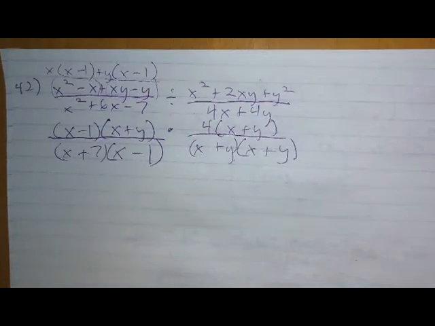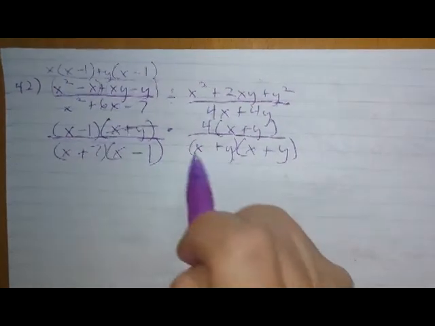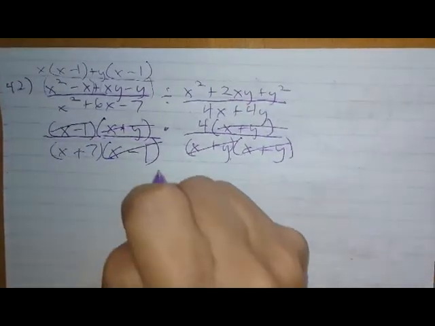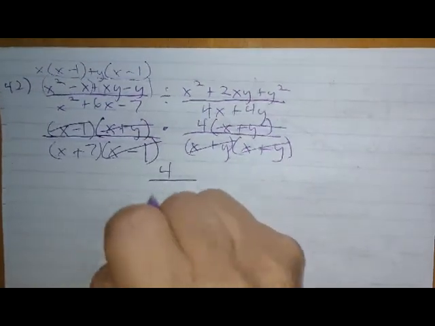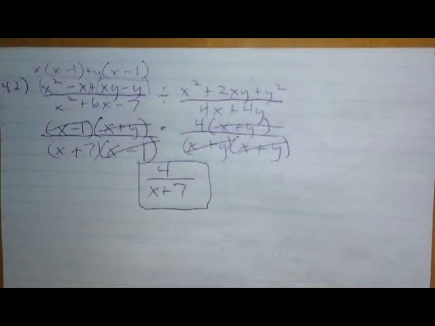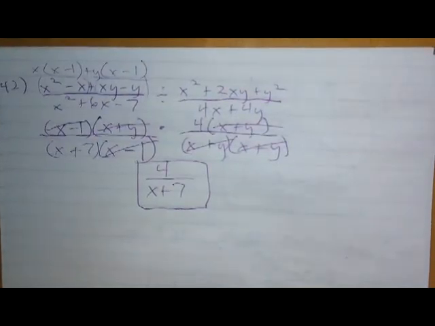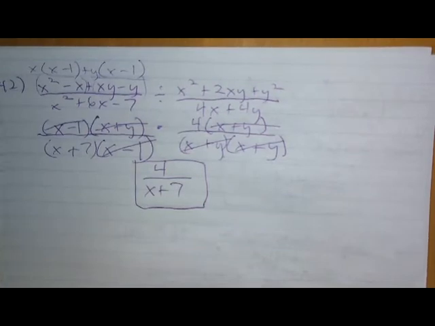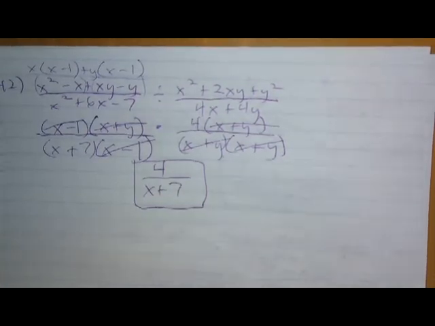Okay, now we can cancel. x plus y, another x plus y, x minus 1. That leaves us with 4 over x plus 7. One more to go. Oh, okay, let's try. This one could be long. Number 45.